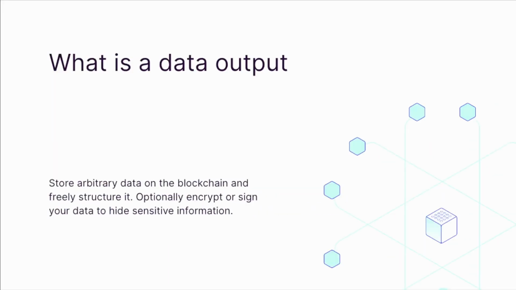So, what is a data output? A data output allows you to store arbitrary data on the Bitcoin blockchain. You can format the data however you like. Optionally, you can protect sensitive information by encrypting the data output with your secret key. Other users can explore any data you store on the Bitcoin blockchain. Therefore, to store sensitive information, we must encrypt the data to hide it from other users.